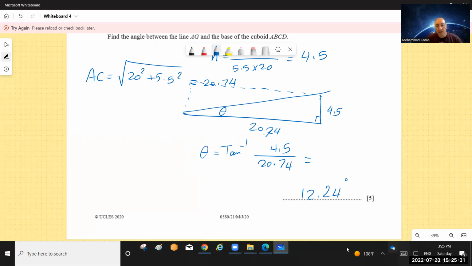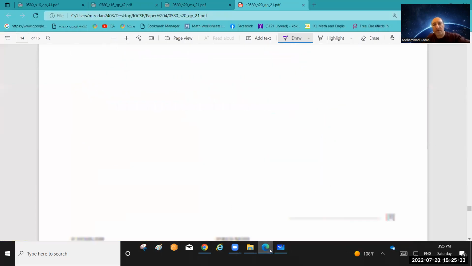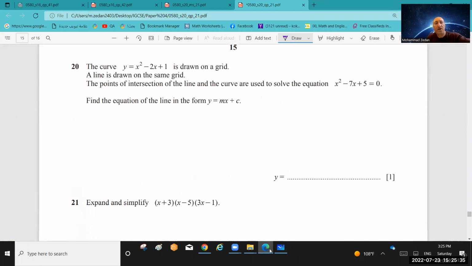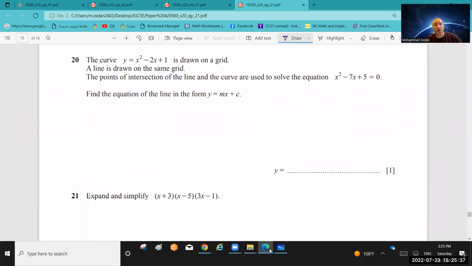Next question now is this one, 20. The curve is drawn on a grid. This is a parabola, just open upward like this. A line is drawn on the same grid, maybe this line like this. The points of intersection of the line and the curve are used to solve the equation. Find the equation of the line.